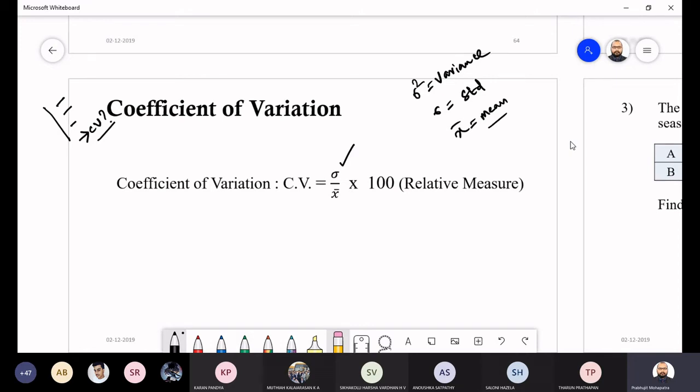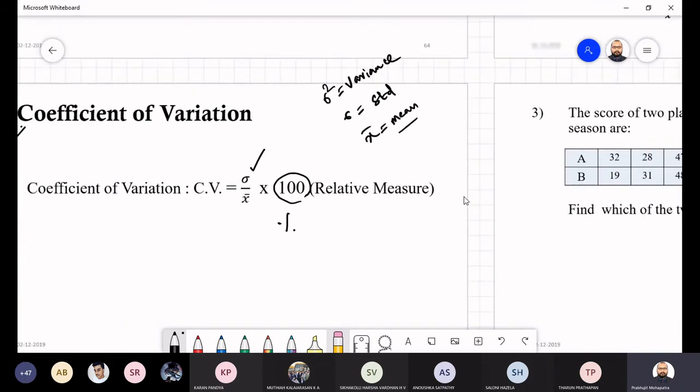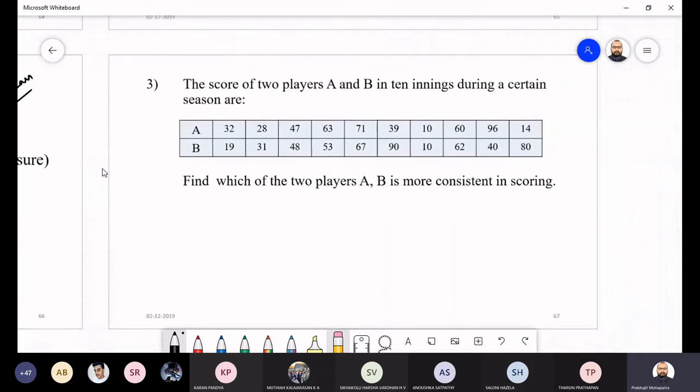So the coefficient of variation formula is standard deviation divided by mean. This is a relative measure: with respect to the mean, how much is the standard deviation. If you multiply by 100, you are going to get it in terms of percentage. So standard deviation divided by mean into 100. We'll see there is one example here.